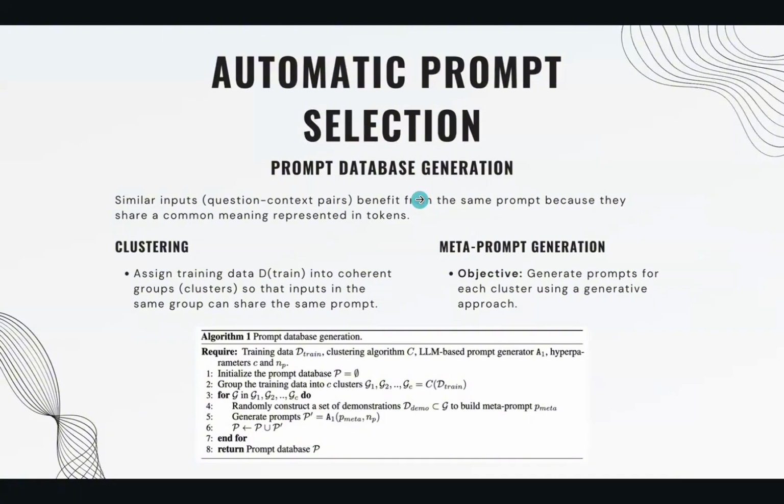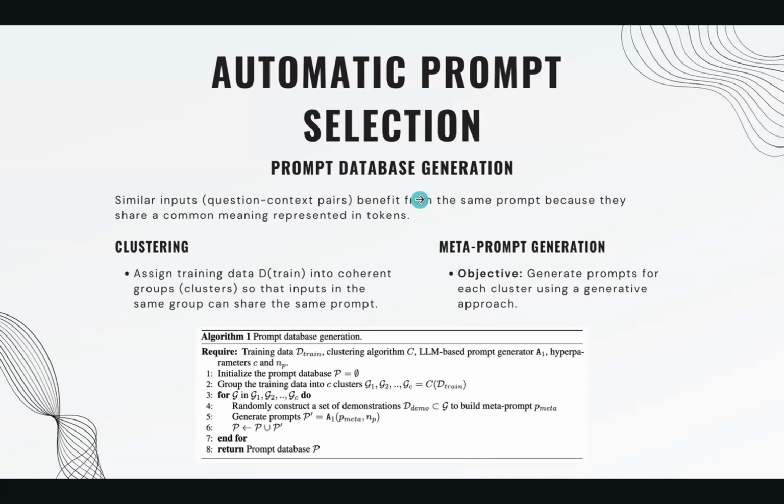Clustering assigns training data, D train, into coherent groups or clusters, so that inputs in the same group can share the same prompt. For example, we can use encoding and clustering algorithms. The encoding uses a sentence transformer to encode concatenated question and context pairs, and the clustering algorithm applies k-means clustering on the encoded representation to form clusters. And the second, meta-prompt generation, generates prompts for each cluster using a generative approach.